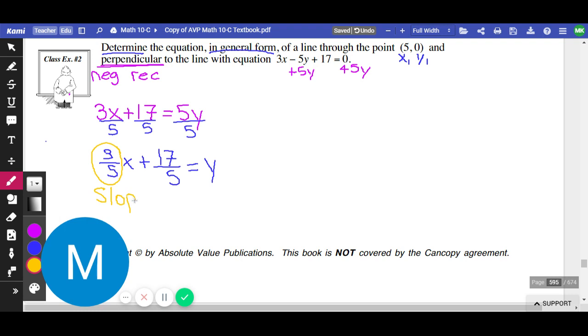We want to be perpendicular to this one. If we want to be perpendicular to that, that means our slope is the opposite symbol. So we're going to be negative because theirs was positive, and flip the fraction. That's the slope of our line that we're creating.